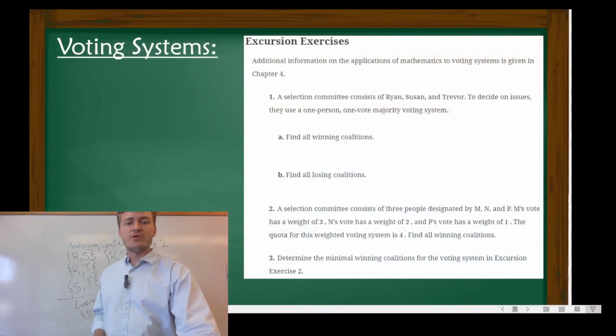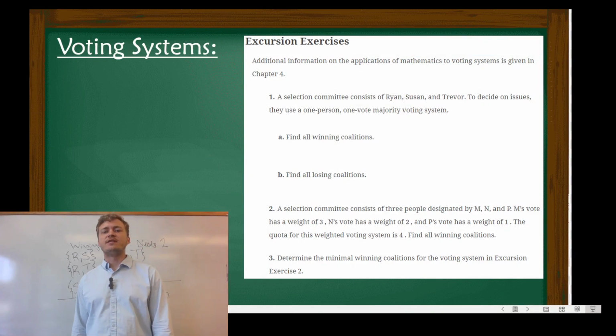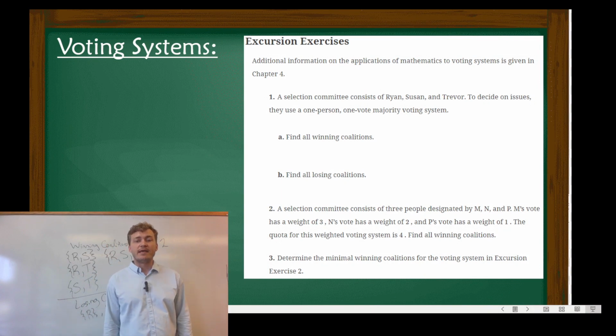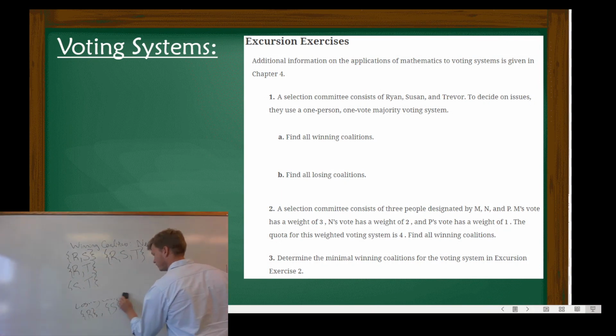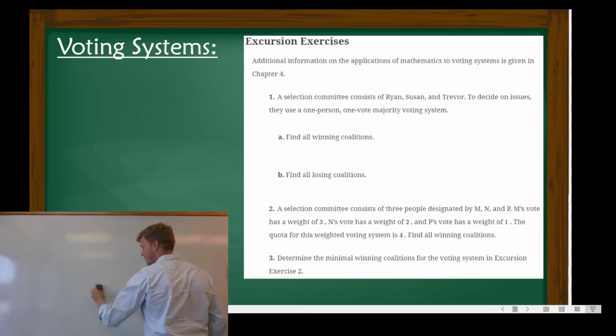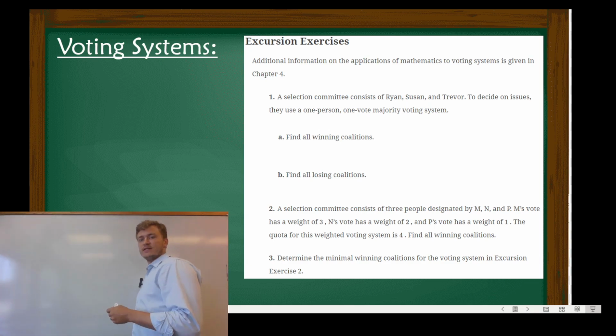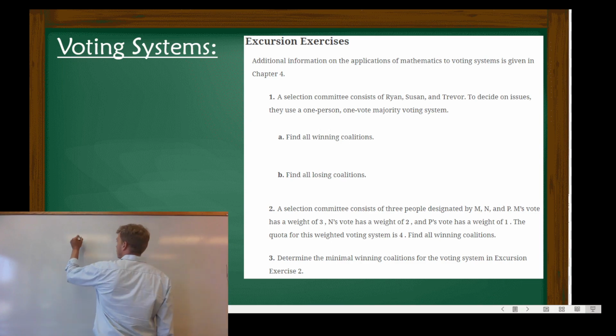We look at example 2. Example 2 then says, well, we have a selection committee that consists of 3 people designated by M, N, and P. So I'm going to go ahead and erase this here. Now I'll create a table this time because this problem is going to have a little bit more to it because we're going to have a weighting system that's a little bit different, right? It's not going to be one party, one person, one vote majority. So M, N, P.